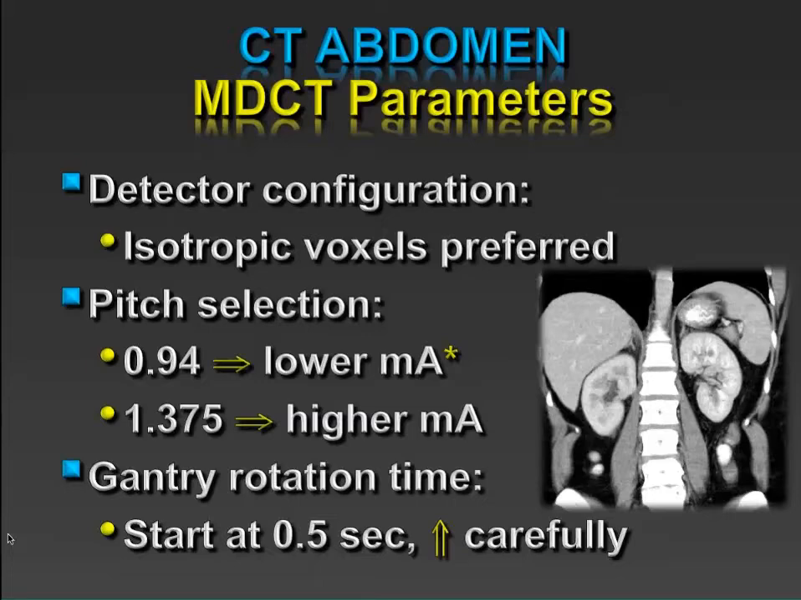In our practice, we still use the 1.375 higher pitch with a higher MA, mostly because we like the shorter breath hold time, which is on the order of 4 to 5 seconds for the abdomen and pelvis alone. But both of those are reasonable options.